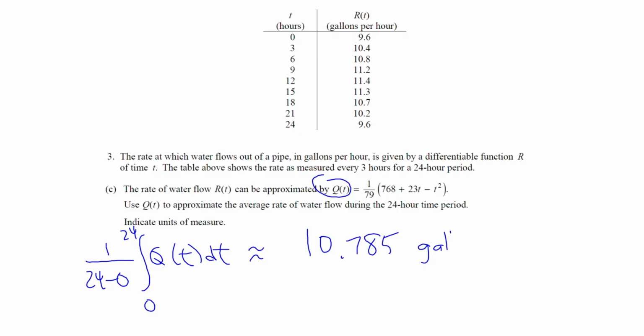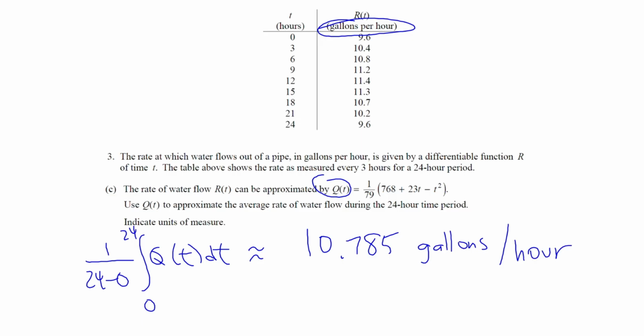And it's going to be gallons per hour because it's the average rate of water flow. Well, the rate of water flow is going to be in gallons per hour, as we were told earlier in the problem, right? When we had this setup of the units. It's right up here, right? Gallons per hour is how this is all measured.